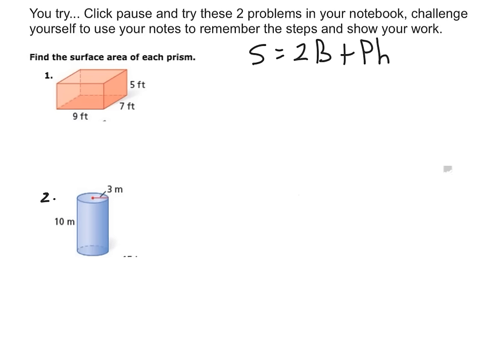For a circle, the formula was S equals 2 pi r squared plus 2 pi r h. So if you go back through your notes and figure out what each part means and how to use it, you can find the surface area of each of these prisms. Click pause and try these two problems. Good luck.